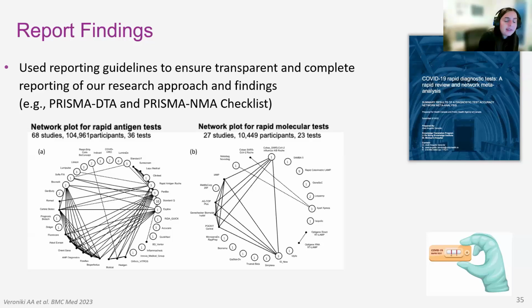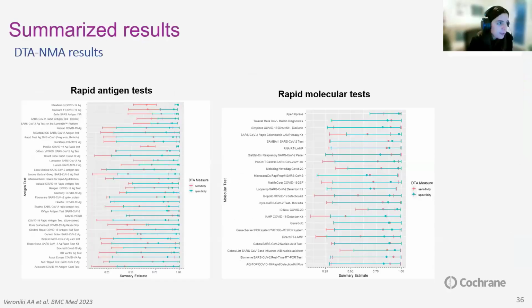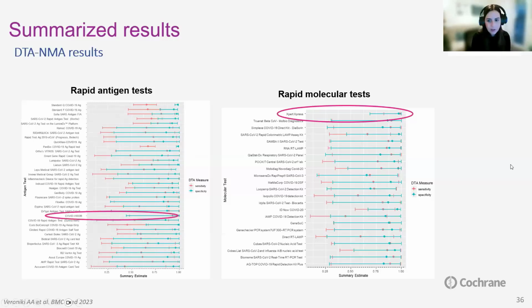So we selected to present our results using both tables and forest plots. These are the DTA-NMA results of each index test against the reference standard. In orange, we denote the sensitivity, and in blue, we denote the specificity. Among the rapid molecular tests, the Xpert Xpress test performed best among the rest, and also fulfilled the minimum WHO requirements, which required a sensitivity greater than 80% and a specificity greater than 97%, while the corresponding best test for rapid antigen tests was the COVID Vero test.